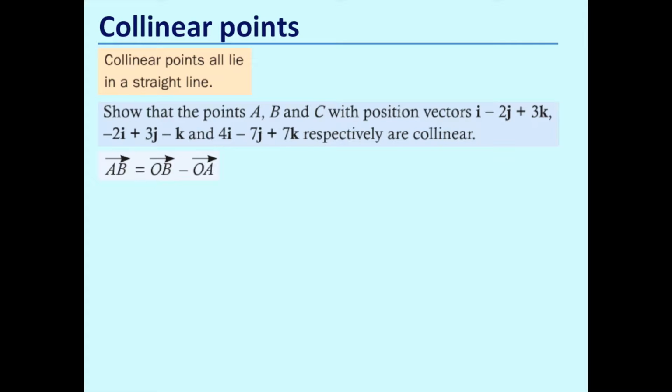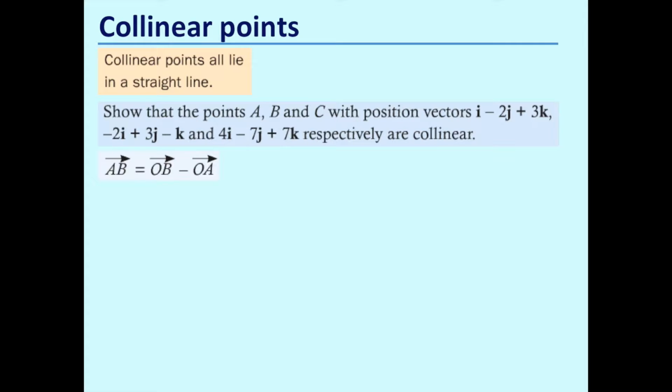Colinear points is a principle or a topic we should have covered before, and the key point to recognize is that with colinear points, they all lie on a straight line. So we're asked to show that the points A, B, and C with position vectors here are colinear.